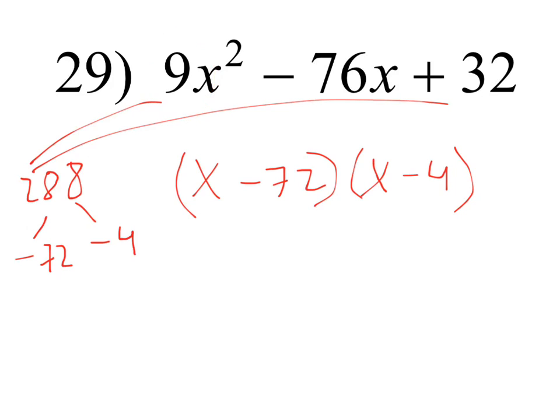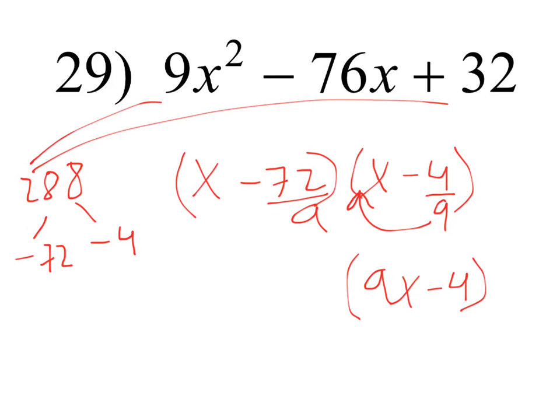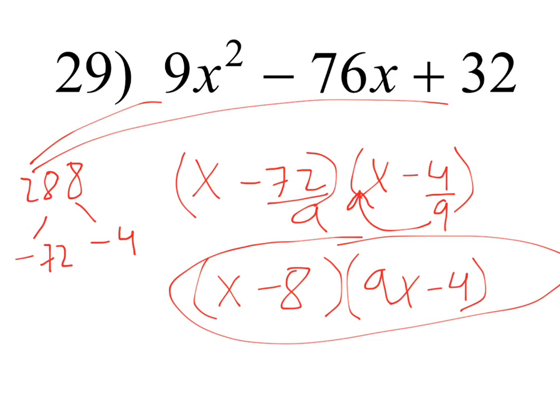And we have to address the 9 issue. So attempt to divide them both by 9. It doesn't work at all on the second one, so we'll move the 9 out front, and we'll have 9x minus 4. On the first one, though, it goes evenly. You'll get x minus 8. And now we're done with that one.